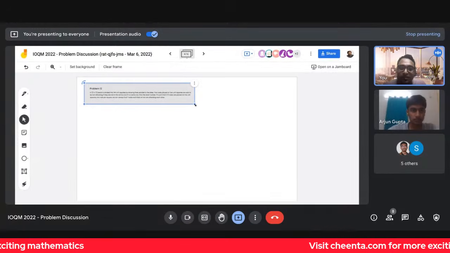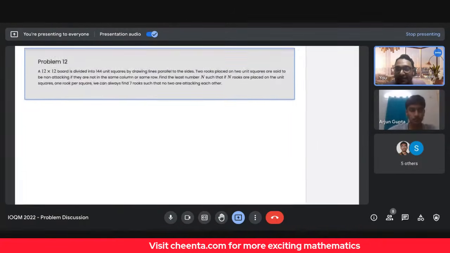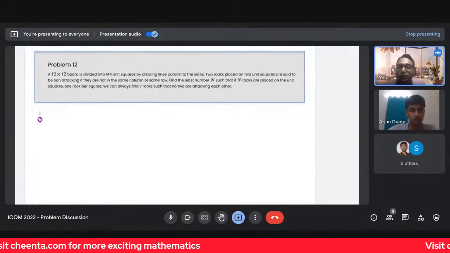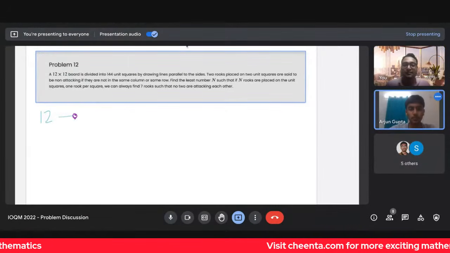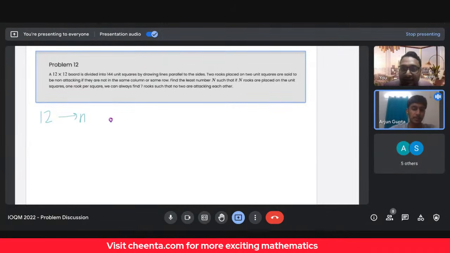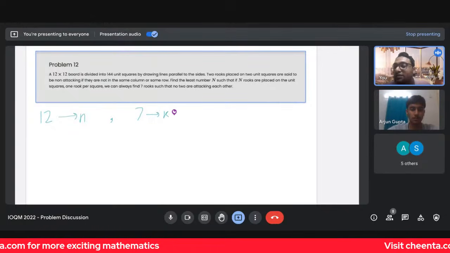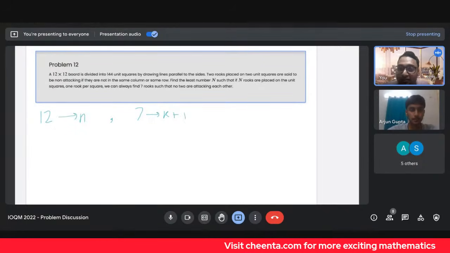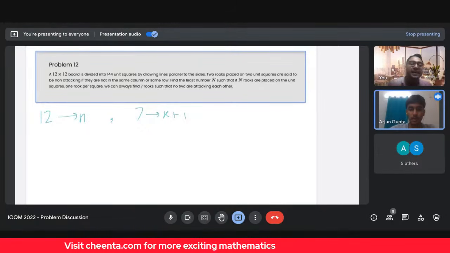So here is question number 12, and I am in the fourth board. We more generally solve the problem when 12 is replaced by n and 7 is replaced by some k plus 1. Can you write it in a darker ink so that students can see it more clearly?